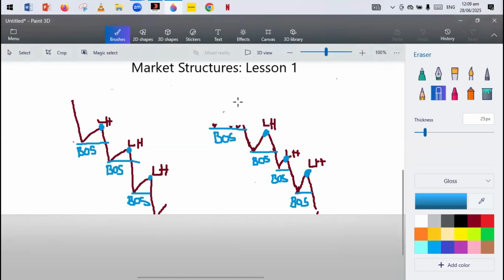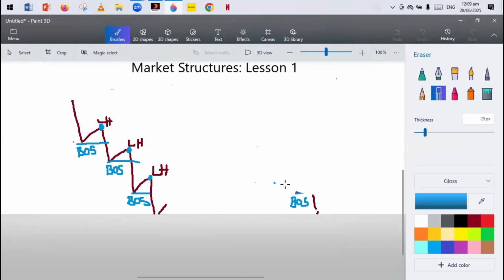I hope we are taking down notes, traders. Take down the notes and then study the structures, because this is the basic of Forex trading. You need to understand how the market moves for you to be able to trade.